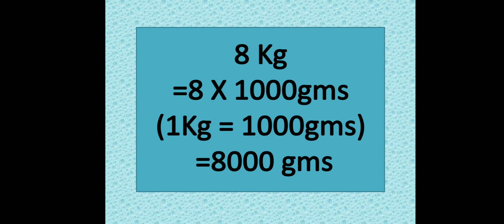Now to convert 8 kilogram in grams, we can write it as 8 kilogram is equal to 8 into 1000 gram, because we know that 1 kilogram is equal to 1000 gram. Hence 8 kilogram is equal to 8000 grams.